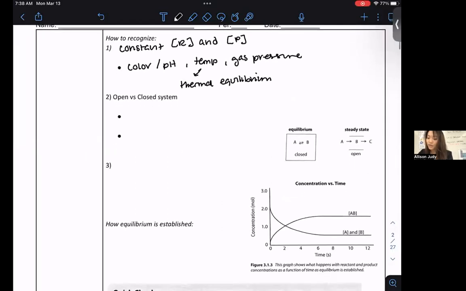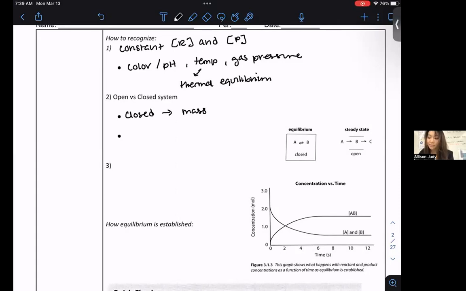Gas pressure, we have always used as an indicator of the concentration of gaseous particles present. When looking at an open versus closed system, when a reaction is in a closed system where there is no exchange of matter, and preferably an insulated closed system where there's no exchange of heat, you could look at the mass. Since you know you're not losing any in a closed system, that could be an indicator of whether equilibrium has been reached.